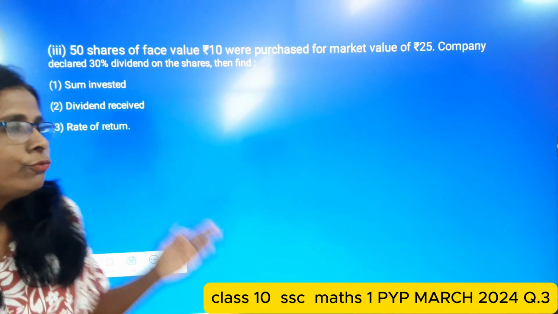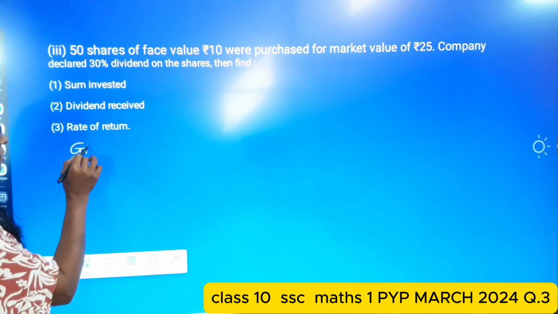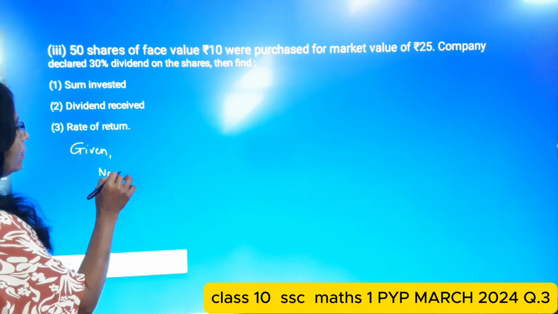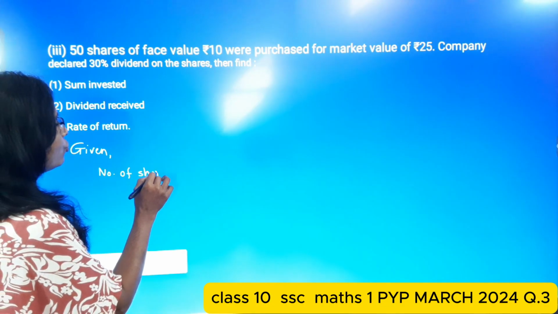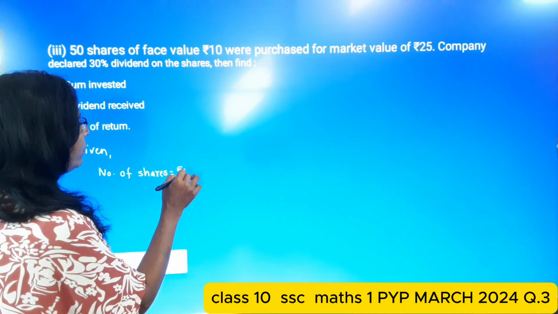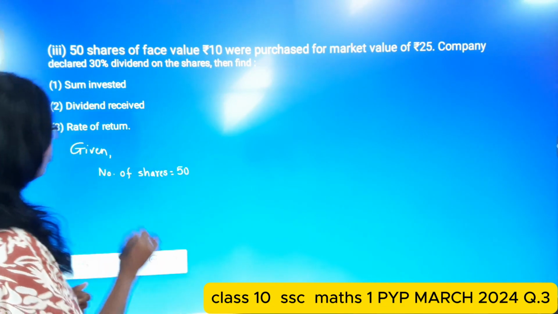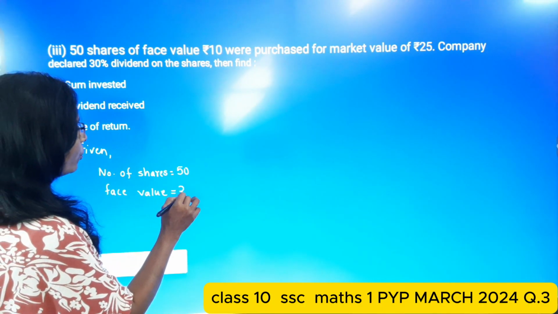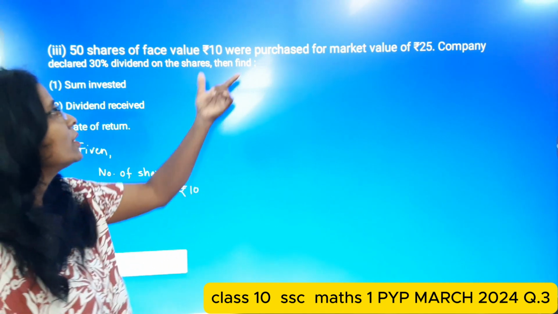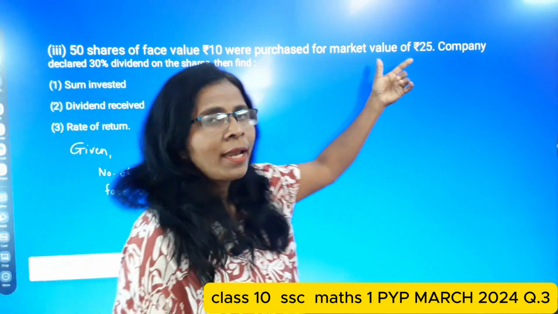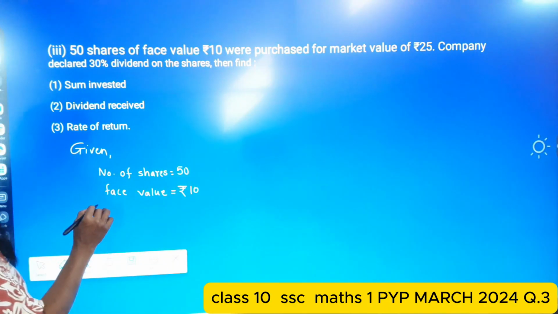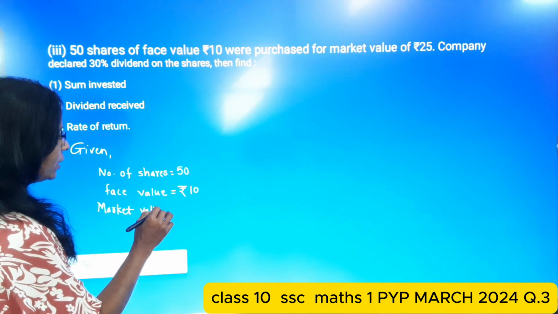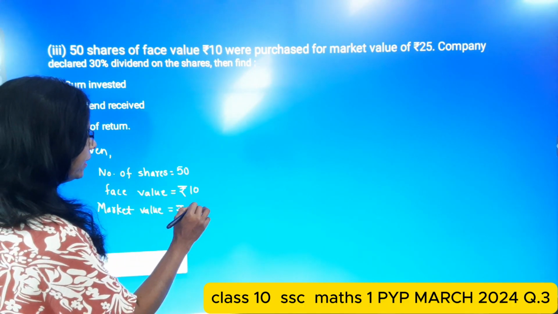First we write down the given. Here it is 50 shares, so the number of shares is equal to 50. Then the face value is rupees 10, so face value is equal to rupees 10. Then the market value is rupees 25, so market value is equal to rupees 25.